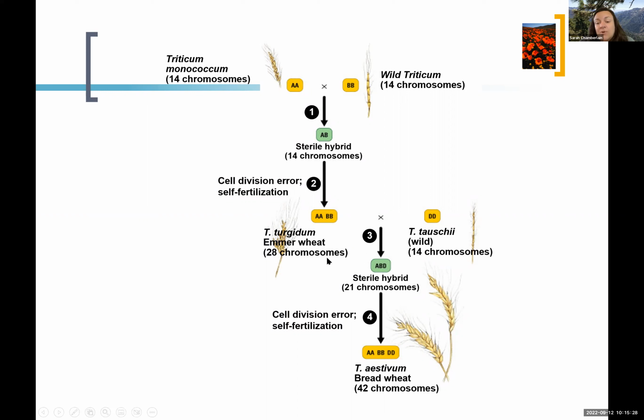And then there was another mistake that happened between a hybridization of emmer wheat and back to our wild guy, a different wild guy, and once again we got a sterile hybrid. But if you have self-fertilization, you end up with this, which is modern wheat, the wheat that we use. Okay, and so it's not hard to imagine the circumstances that would encourage something like this to happen.